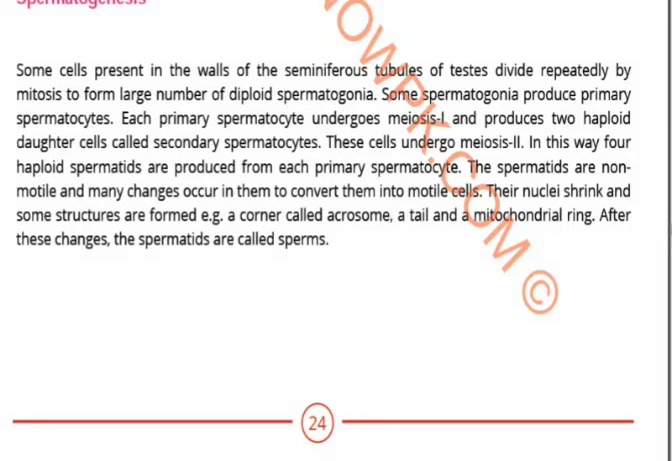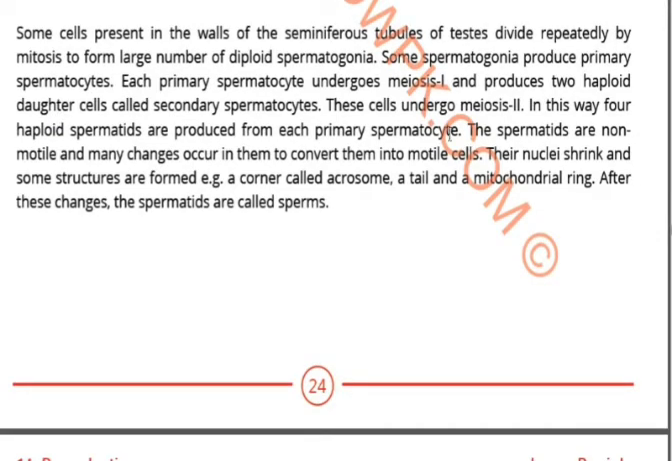I hope this is clear. If not, please ask me. So some cells are present, they are diploid. They are known as spermatogonia. Some spermatogonia produce primary spermatocytes. All this process is actually meiosis one, and then we have two haploid daughter cells called secondary spermatocytes.